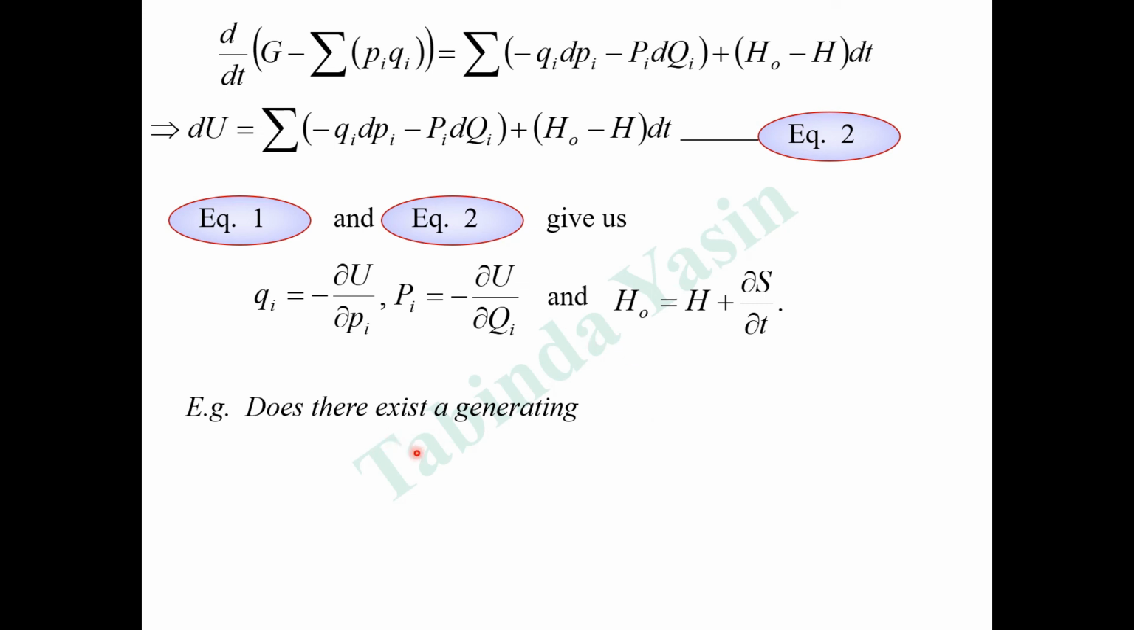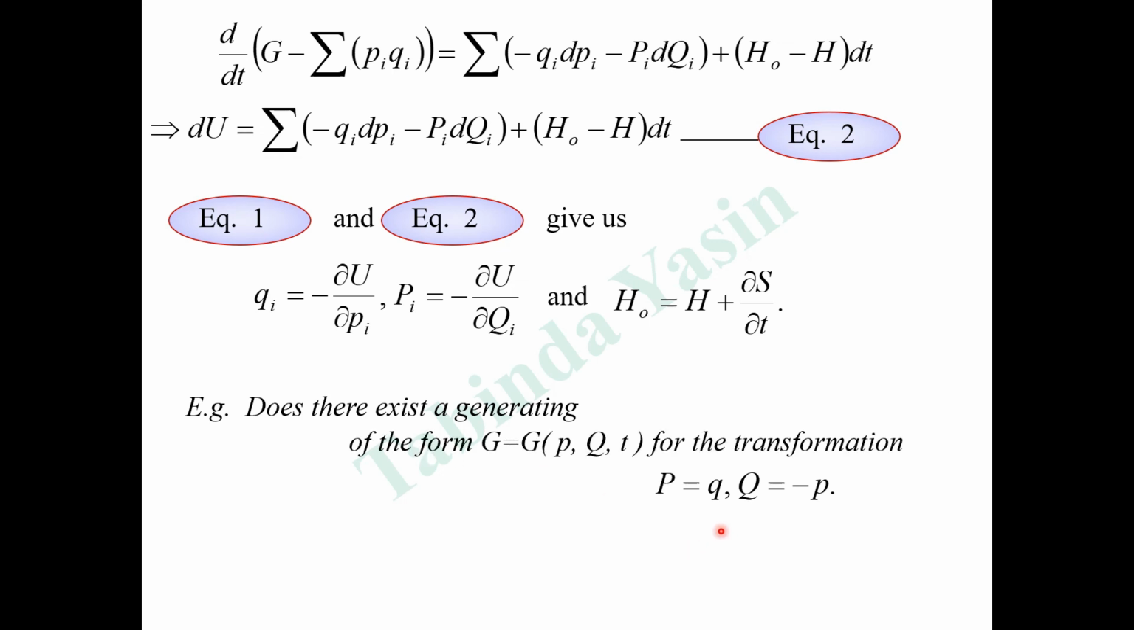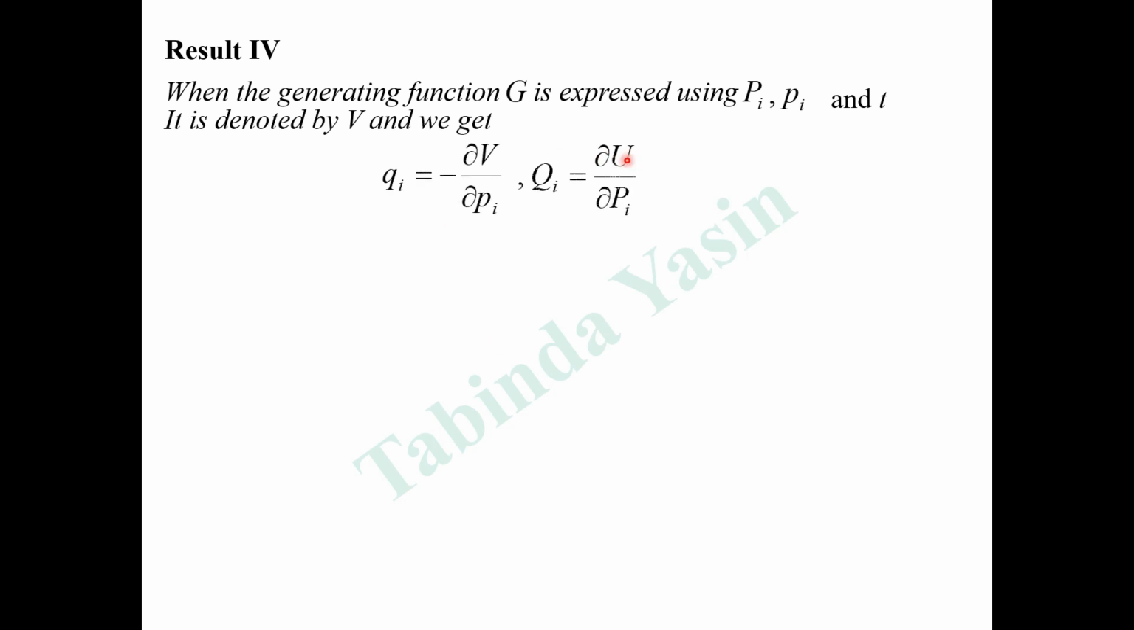Does there exist a generating function for P is equal to q and Q is equal to minus p of the form capital G is equal to G(p, q, t) for the transformation? Now we're going to start the result for when the generating function capital G is represented using capital Pi, small p and time t, it is denoted by capital V. So we get qi is equal to minus partial V over partial pi, capital Qi is equal to partial V over partial capital Pi, and H naught is equal to H plus partial V over partial t.